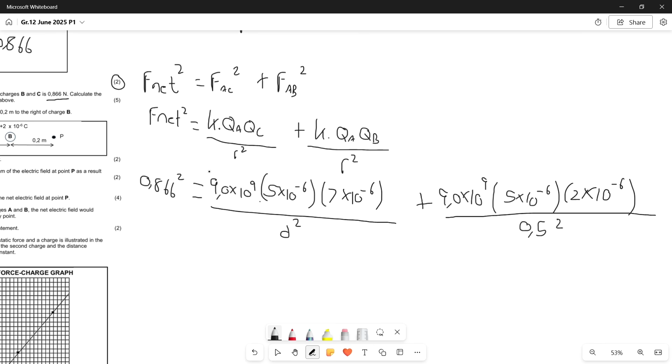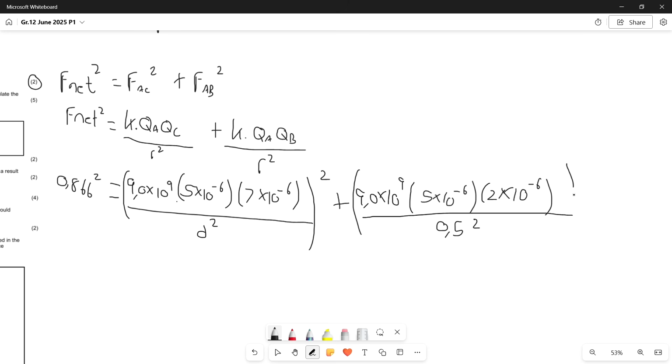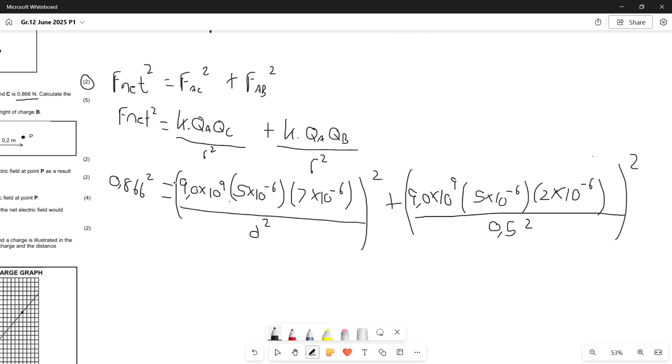And then one thing we haven't done yet is putting the square over everything because we are doing Pythag. And in this setup over here, we just earned another 3 marks, 1 mark over here, 1 mark over here, and another mark over here.